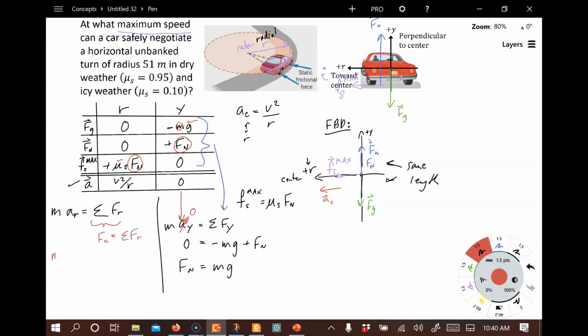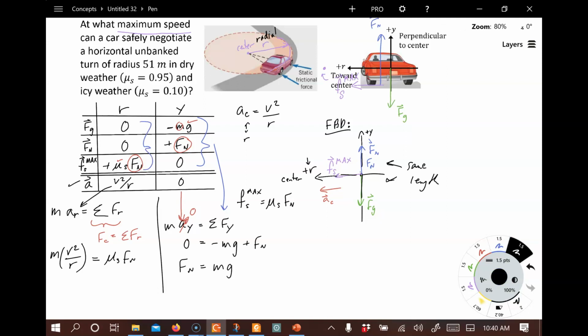Now, I don't know what the mass is. That's okay. If you don't know what something is, just leave it as a variable and keep on going. So a_r, I'm going to go ahead and plug in this, because that's the component along the r direction. And then over here, as usual, we're going to go ahead and add up all the forces. Okay, we add them all up. Well, there's only one, mu s F_n.